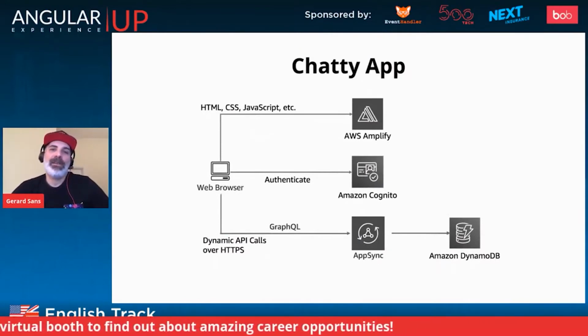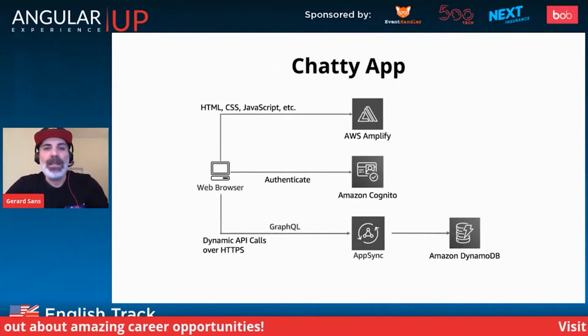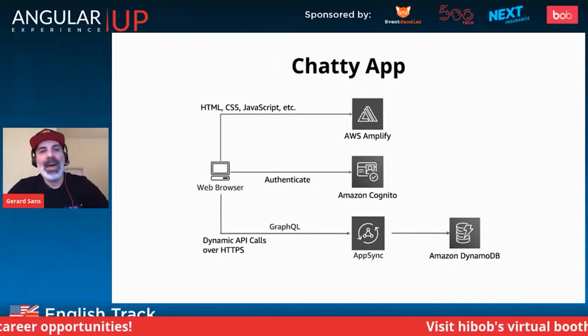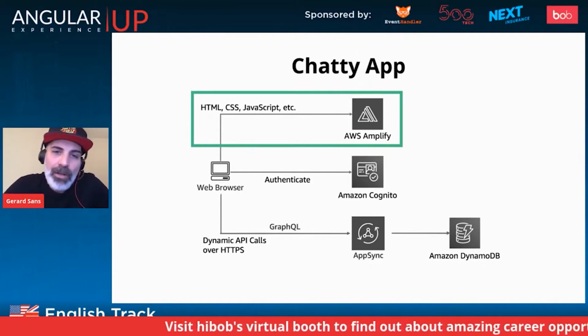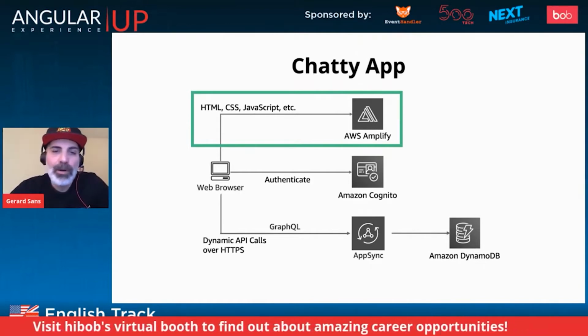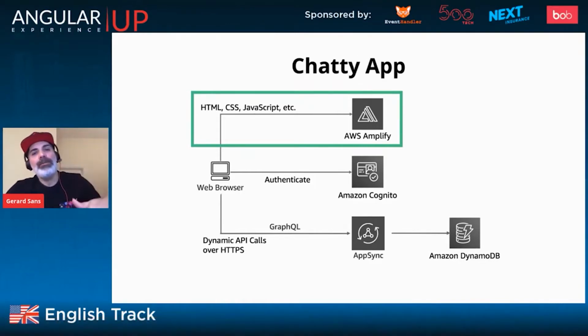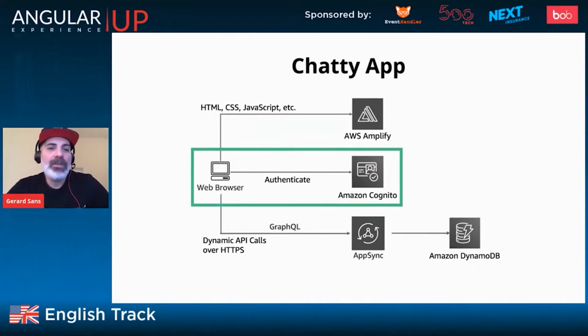Let's look at the architecture. So this is what we are trying to build. So we have the Chatty app, and we will have this app hosted, and we are going to use the AWS Amplify console, and we are going to release every change that we do, every commit. It's going to rebuild the app, and it's going to include all of these assets and HTML, CSS, of course, and JavaScript.